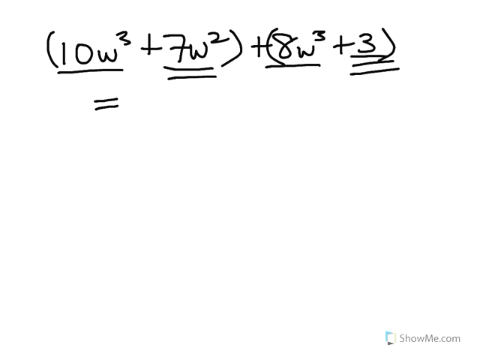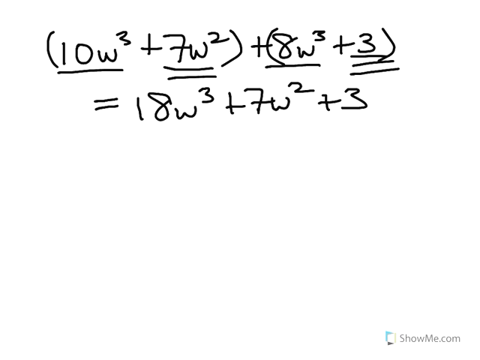10w cubed plus 8w cubed is 18w cubed. That's the one part of this that's going to feel normal. 7w squared can't be added to anything, so it moves on to the sum intact. And the same thing happens with 3. Don't get overly enthusiastic about the adding thing to the point that you take what is going to be correct work and make it wrong by trying to overcook it.